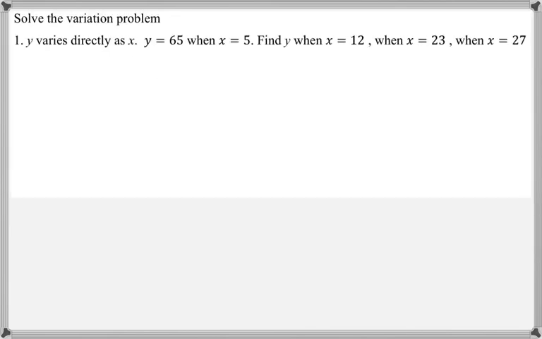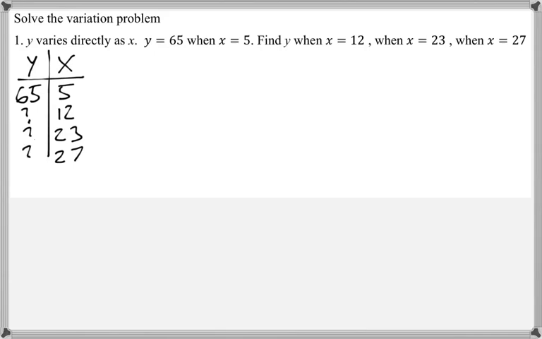So on question number 1, it says y varies directly as x. y is equal to 65 when x is equal to 5. Find y when x is 12, 23, and 27. So I'm going to make a chart of my values. They don't always give you this many values. They could give you more, they could give you less. But they tell us that y is 65 when x is 5. And we don't know what y is when x is all of these other values.